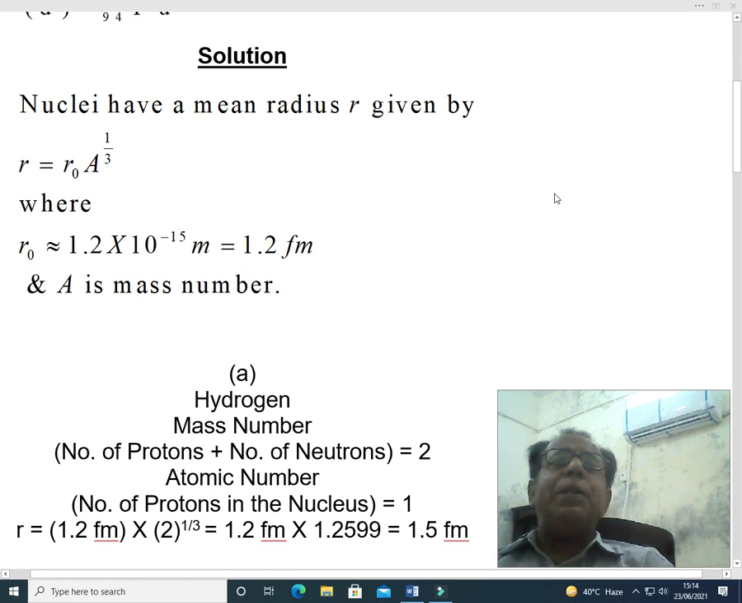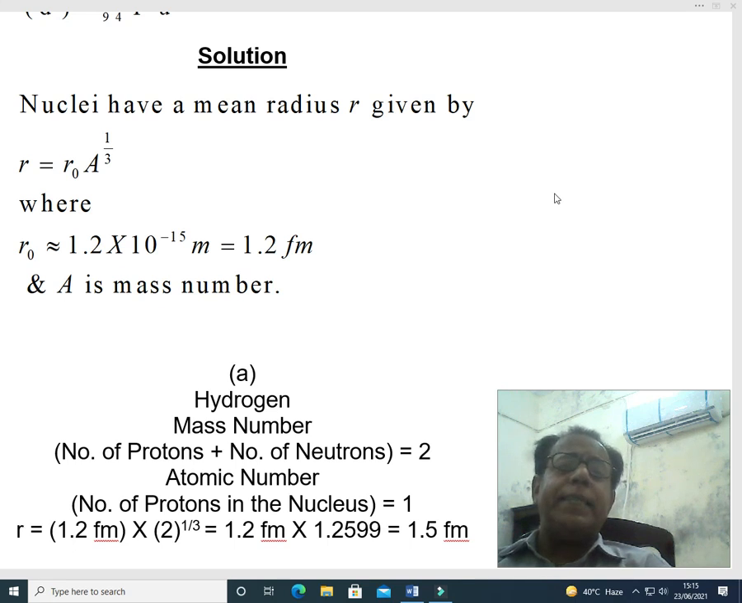Solution. Nuclei have a mean radius r given by r equal to r naught A raised to power 1 by 3, that is cube root of A, where r naught is approximately equal to 1.2 into 10 raised to the power minus 15 meter, which alternatively becomes equal to 1.2 femtometer, because femto is a prefix which amounts to 10 raised to the power minus 15.